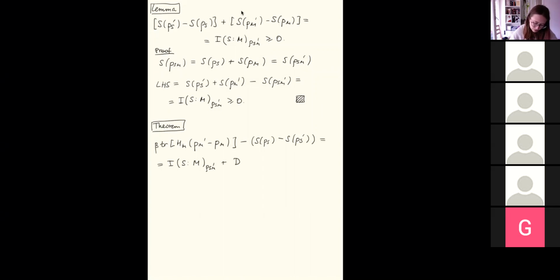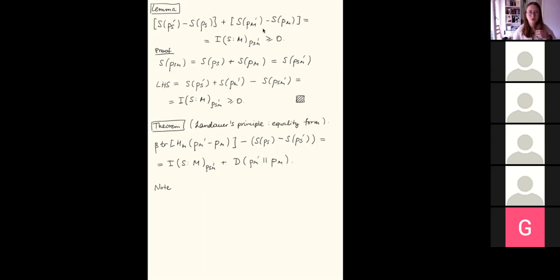plus the relative entropy between rho M prime and rho M. So the final and the initial states of the machine. So this is our Landauer's principle equality form.